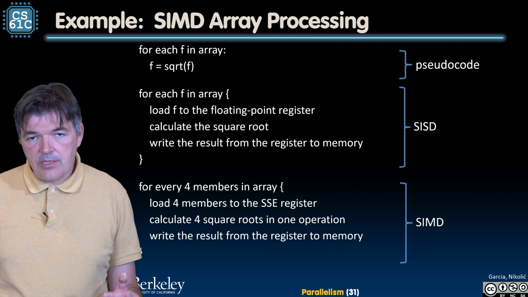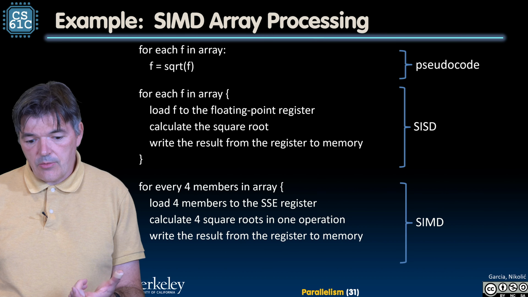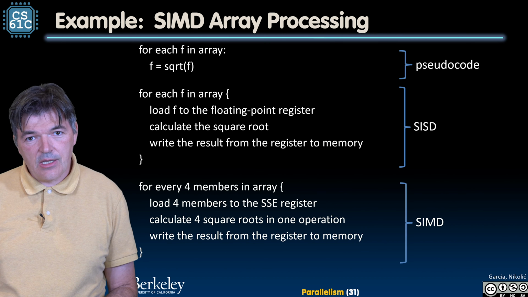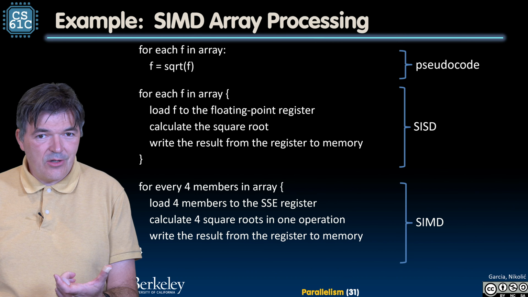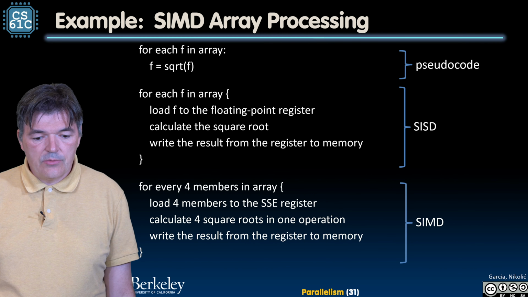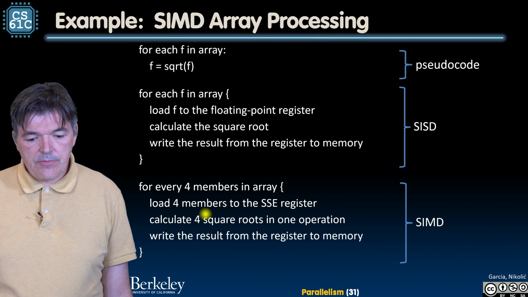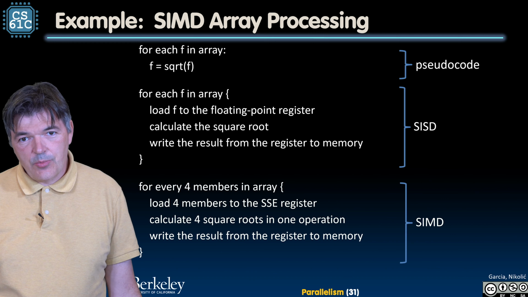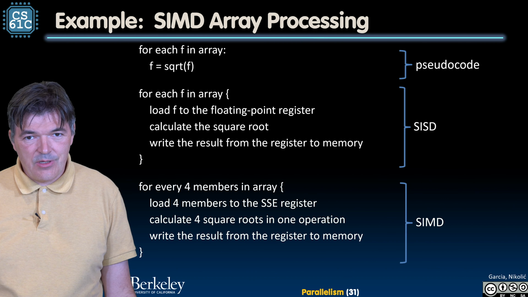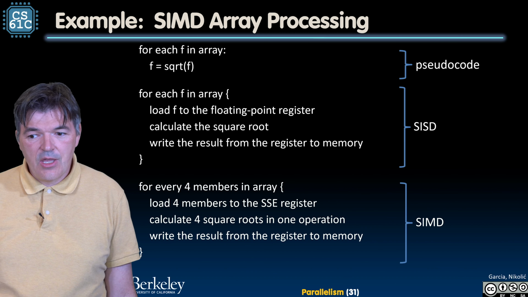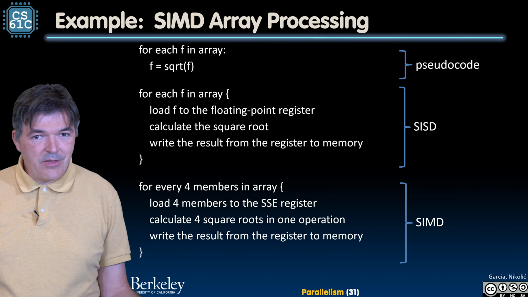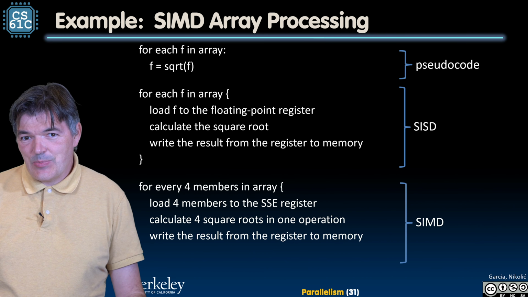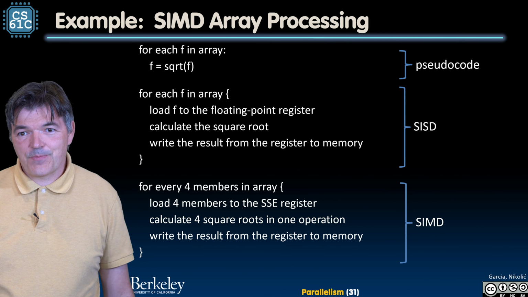In SIMD type of code, when we are working with essentially 4-wide SSE style instructions that we find in Intel processors, we would take 4 elements from the array at a time. So we would load 4 members to the SSE register, then perform 4 square root operations in one vector operation, and write the result from the register to memory. And that's it. This is how we got this speedup of essentially 4x.